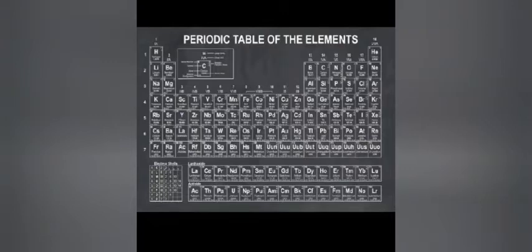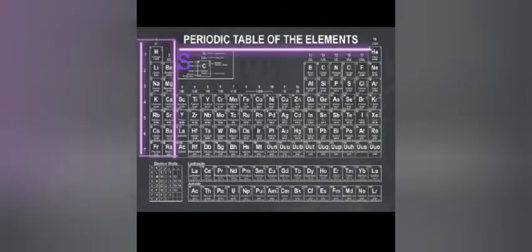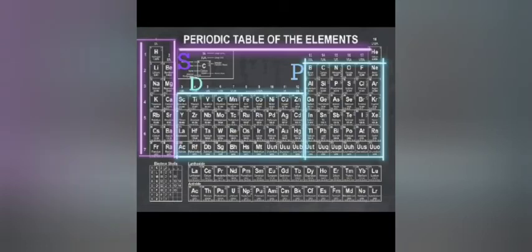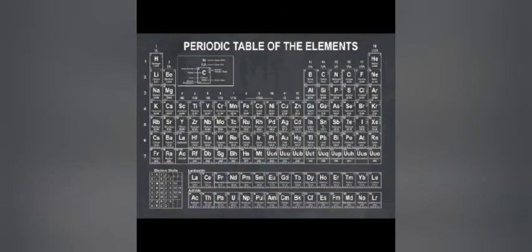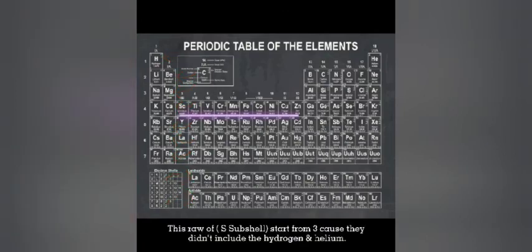So this block is the S subshell. This block also is the P subshell. This block is the D subshell. And lastly, this is the F subshell. Then I will introduce you to the rows. This is the first row, second row, third row, fourth row, fifth row, sixth row, seventh row. But these rows start from 3 because they didn't include the hydrogen and helium.